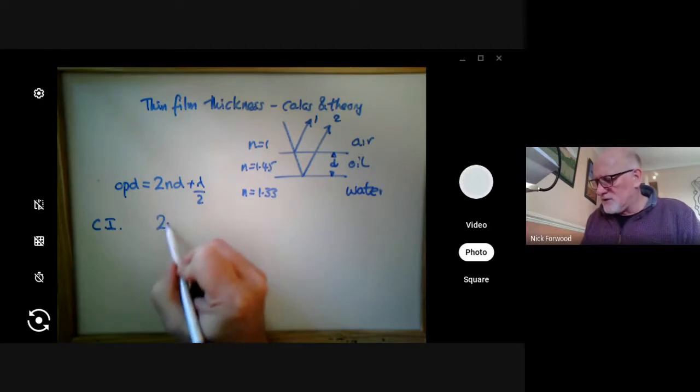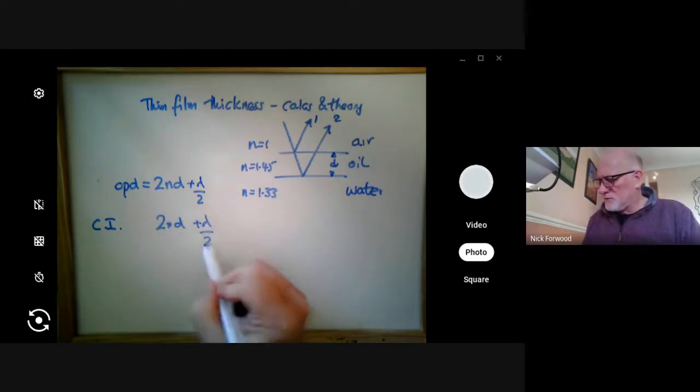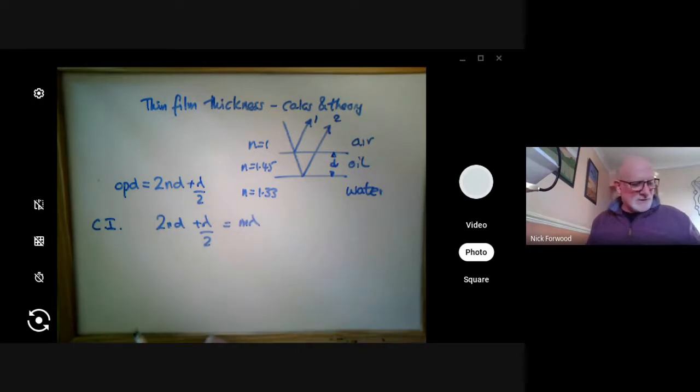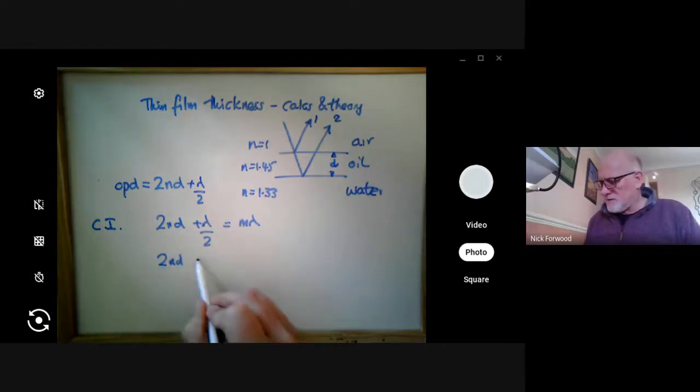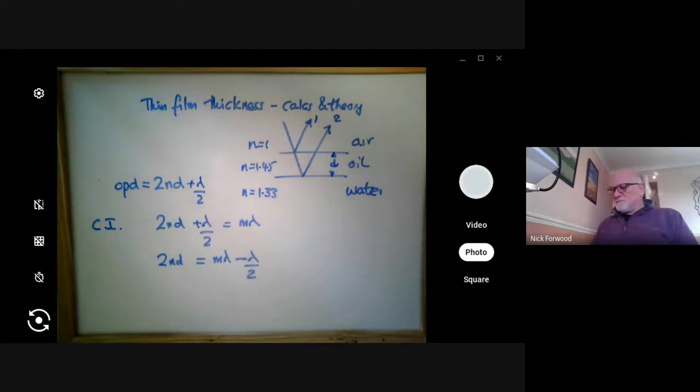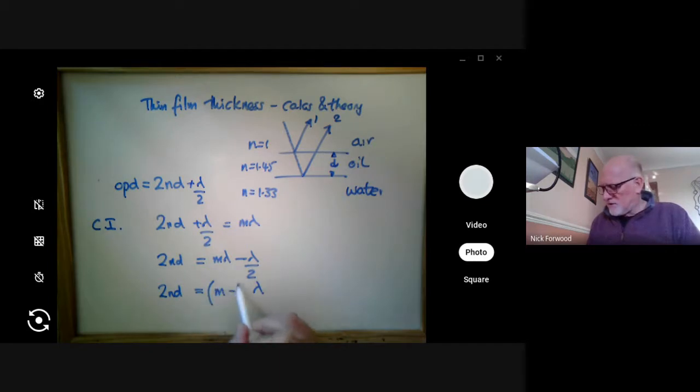Now for constructive interference, that has to equal a whole number of wavelengths. So I'm going to do 2nd plus lambda over 2 equals m lambda, like that. And then we can rearrange that: 2nd equals m lambda minus lambda over 2. This is what I didn't really do last time, but I think mathematically this is more rigorous, and you can see what's going on. Taking out a factor of lambda, 2nd equals (m minus a half) lambda.